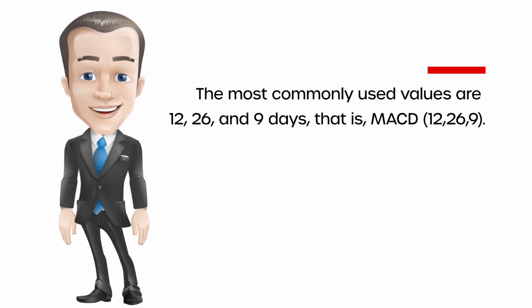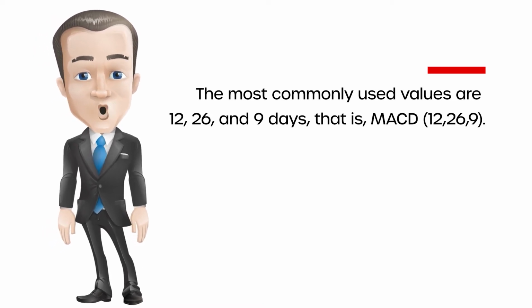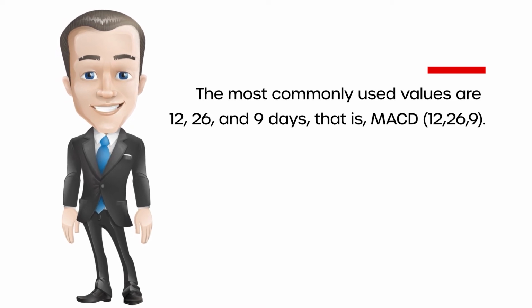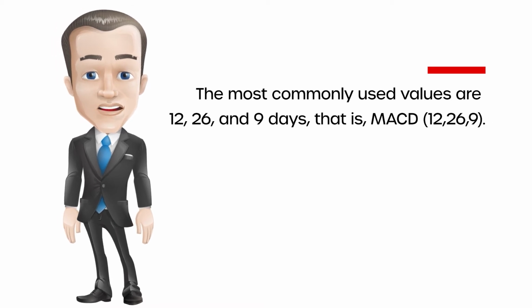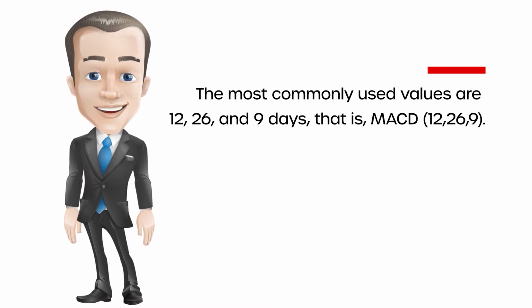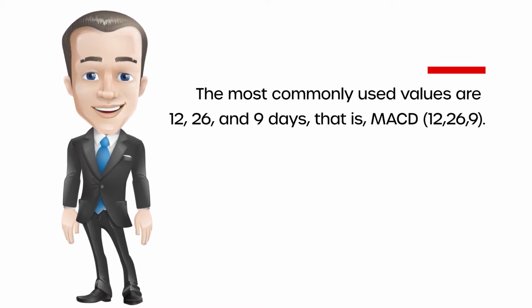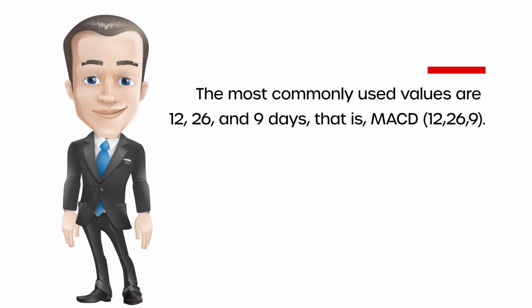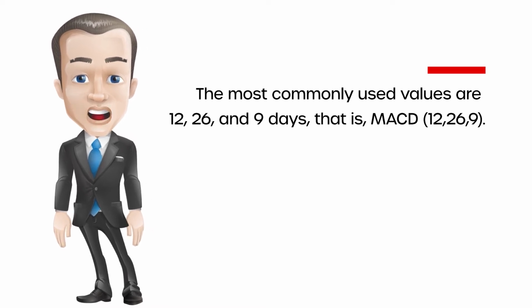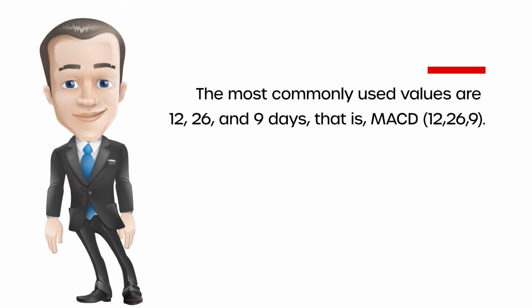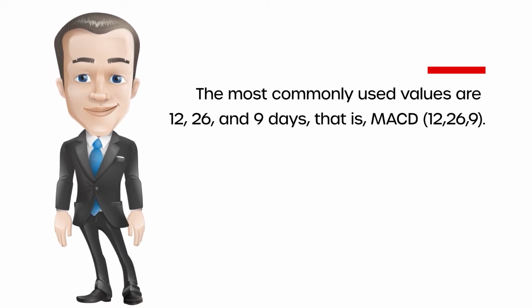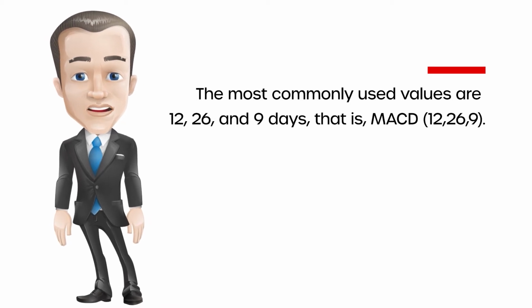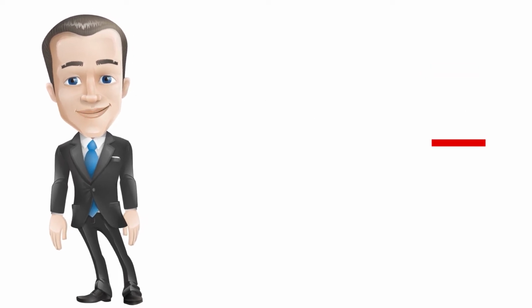The notation MACD ABC usually denotes the indicator where the MACD series is the difference of the EMAs with characteristic times A and B, and the average series is an EMA of the MACD series with characteristic time C. These parameters are usually measured in days. The most commonly used values are 12, 26, and 9 days. That is MACD 12, 26, 9.